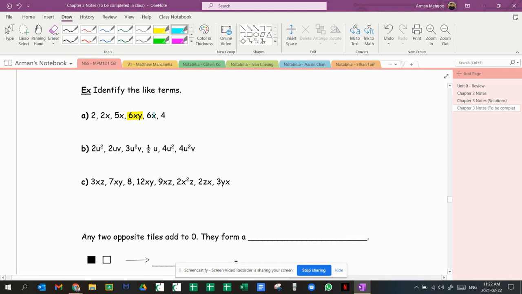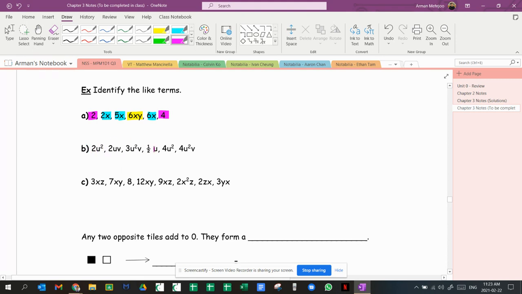If I look at all the terms that contain x's, it looks like there's three of them. So 2x contains an x, 5x contains an x, and 6x also contains an x. Next, I can look at my numbers. So 2 and 4 are constants. Remember, a constant is anything that just doesn't have a variable. And they're both like terms because they have no variable.